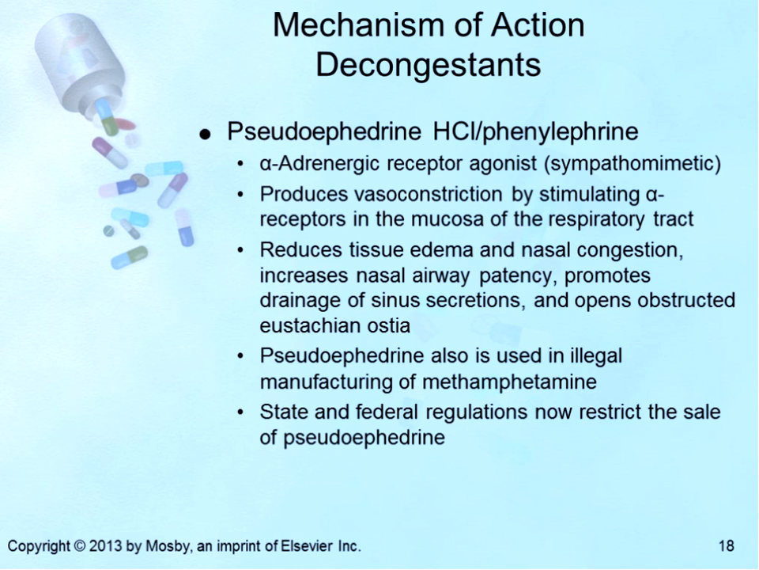So what is the mechanism of action of the decongestants? Pseudoephedrine is a sympathomimetic that produces vasoconstriction by stimulating alpha receptors in the mucosa of the respiratory tract. It reduces tissue edema and nasal congestion, increases nasal airway patency, promotes drainage of sinus secretions, and opens obstructed tubes in the ear.